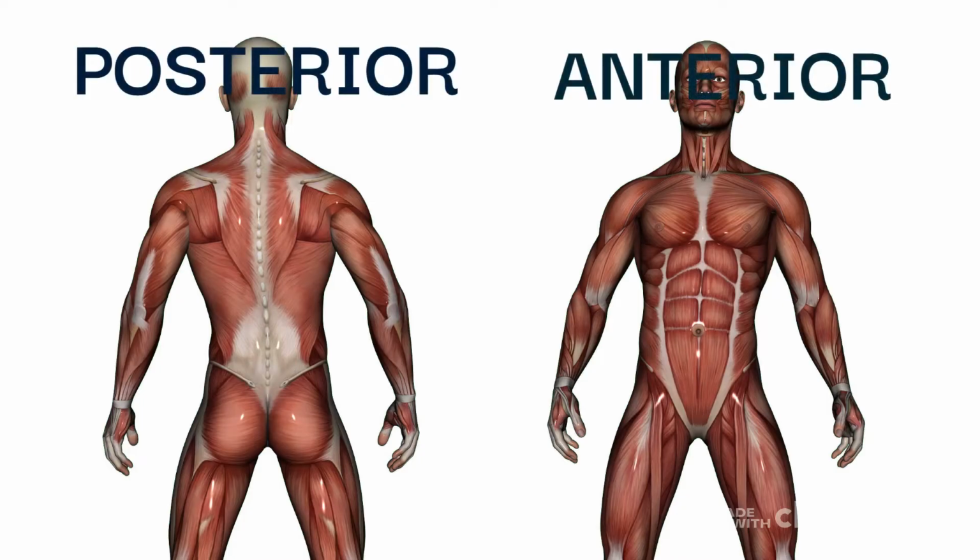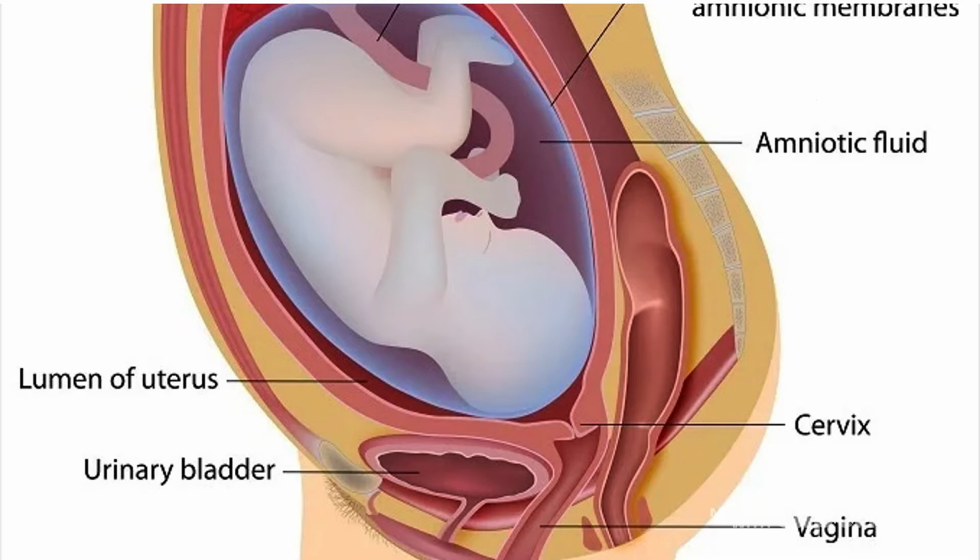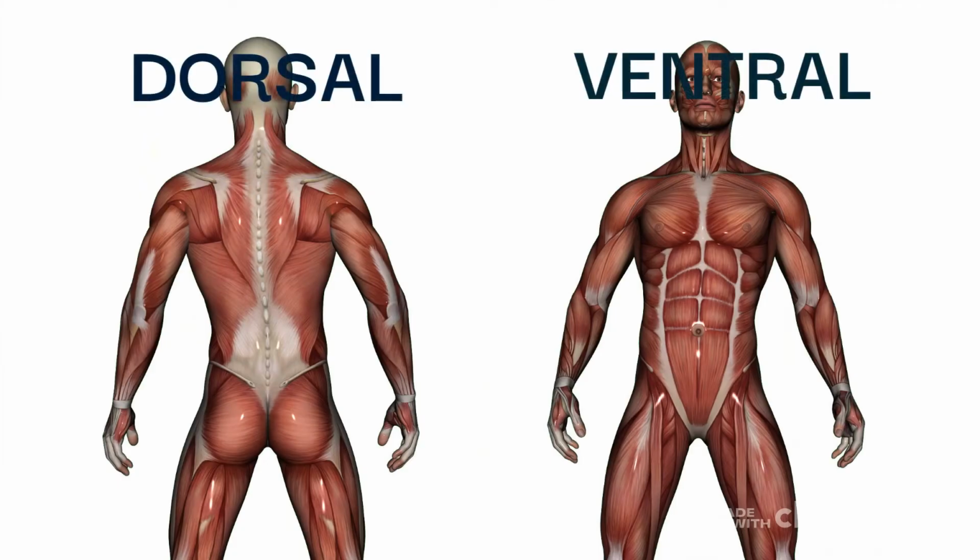Some terminologies. Anterior refers to front and posterior to back. For example, the urinary bladder is anterior to the uterus, or the uterus is posterior to the bladder. It is also alternatively used as ventral and dorsal.